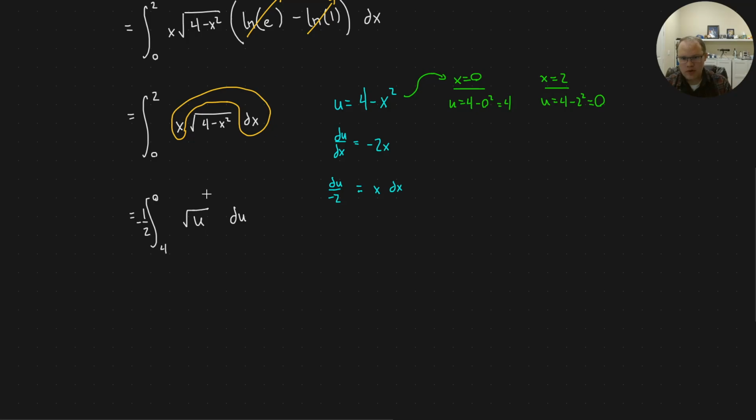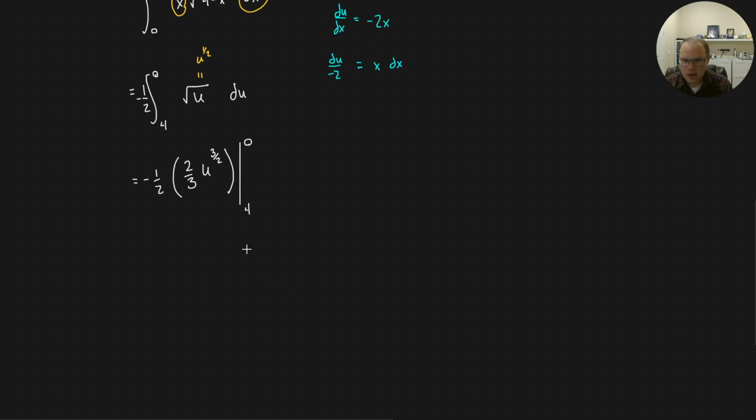All right, square root of u is just u to the half power. So just a little power rule here. U to the half power, add 1 to your power. I get u to the 3 halves and divide by your new power. So dividing by 3 halves is the same as multiplying by 2/3. And I'm going to evaluate that from u equals 4 to u equals 0. Okay? Now 2/3 is just a constant, so I can pull it out, multiply it by the negative 1/2. I'll just get negative 1/3 once I multiply those together.